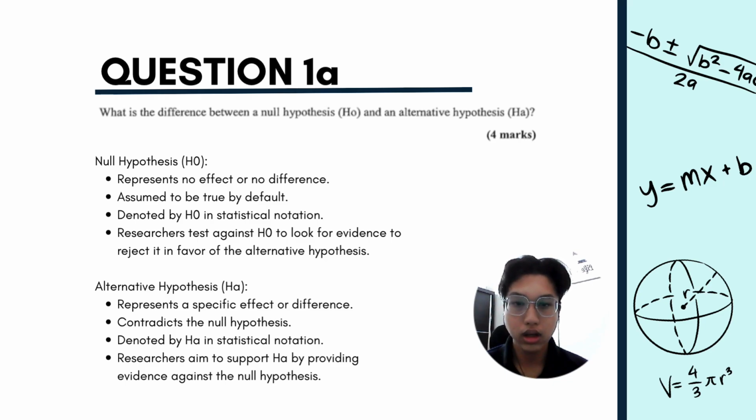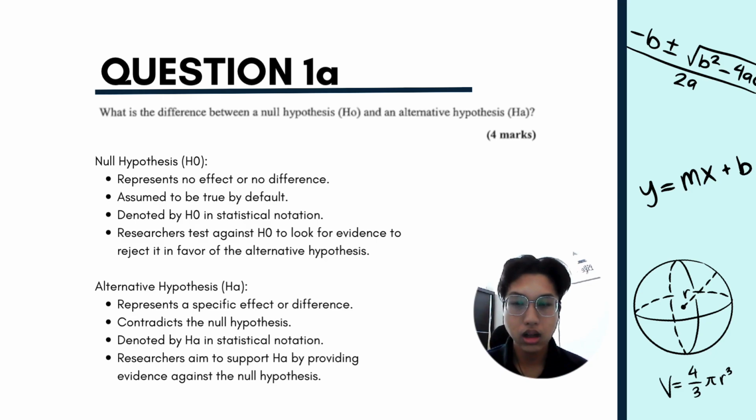For question 1a, the question is what is the difference between a null hypothesis, H0, and an alternative hypothesis, HA, 4 marks. For the null hypothesis, H0, it represents no effect or no difference, but the alternative hypothesis represents a specific effect or difference.